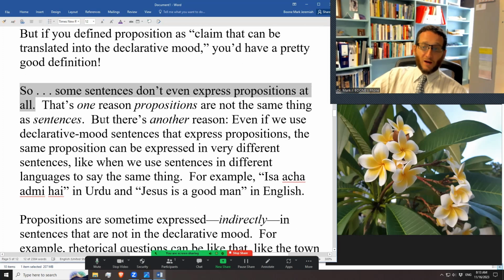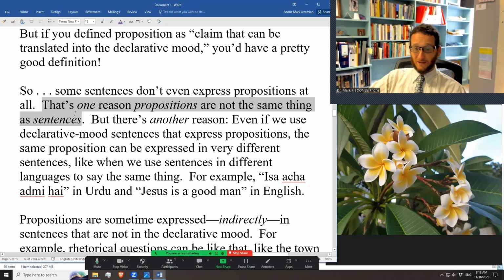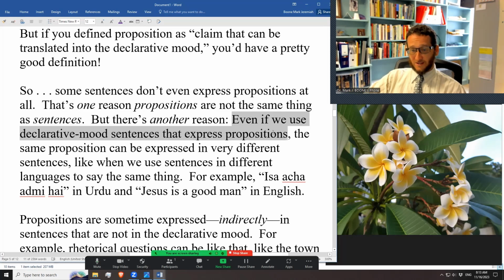So what do we learn from all this? Some sentences don't express propositions at all. So propositions are not the same thing as sentences. But also, even if we use declarative mood sentences that express propositions, the same proposition can be expressed in very different sentences. So I can use different sentences in different languages, totally different sentences, to say the same proposition.